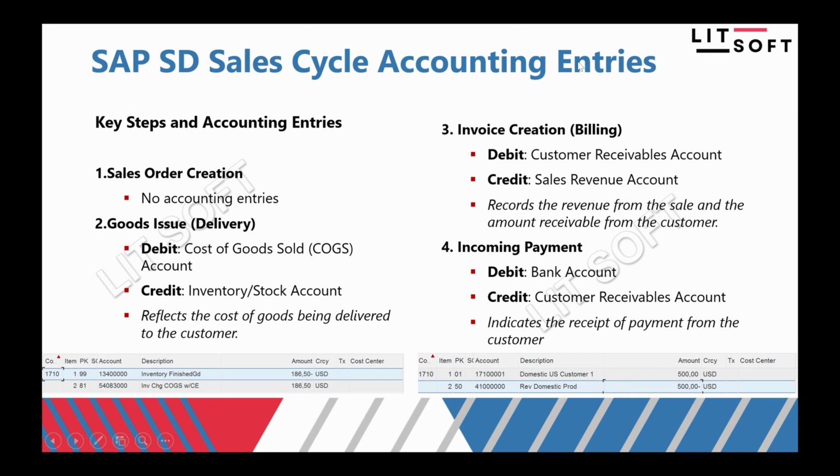Now you can see here the SAP SD sales cycle accounting entries. We will see a basic understanding: where are the accounting entries, where are the SD-FI integrations? In the inquiry and quotation we don't have any, and in sales order creation we don't have any, so no accounting entries. Now in the goods issue, this is one capture from my test data. You have COGS debit, and the inventory stock account will be credited. Here COGS is debited 186.50, and the inventory stock account is credited.